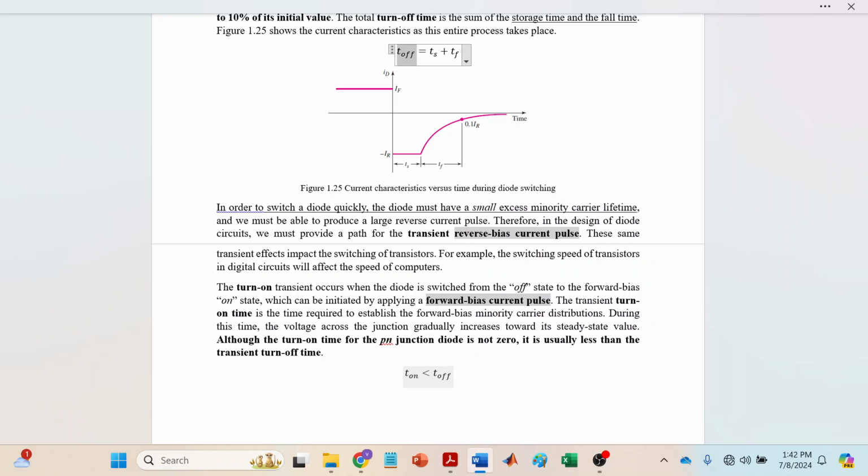It is less than the turn off time because the turn off time is larger, and it's larger because of the excess minority carriers, and also as a result of the junction capacitance. Also a large reverse bias current pulse has to be applied so that the excess minority carrier concentration can quickly vanish to their respective positions. And also because of the junction capacitance associated with the increase in the number of charges in the space charge region, that capacitance will not cause the transistor to turn off immediately.